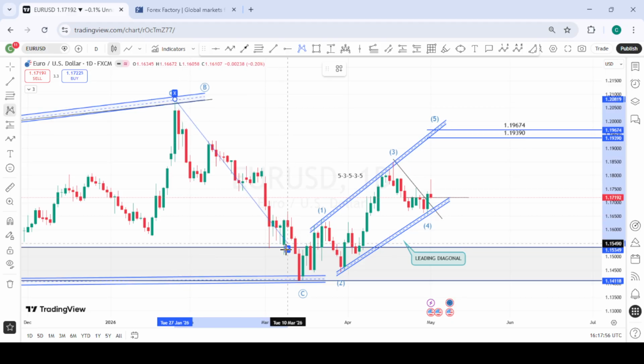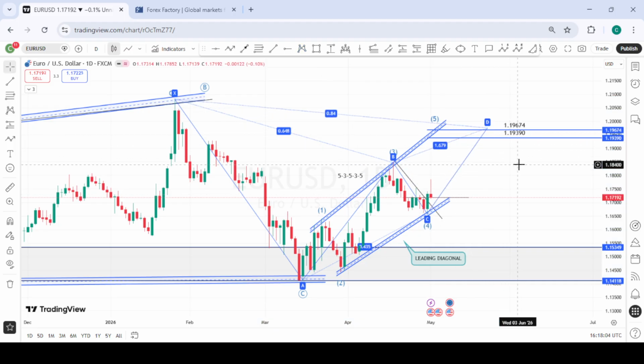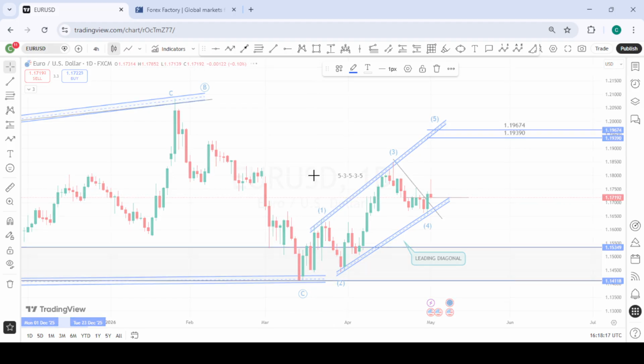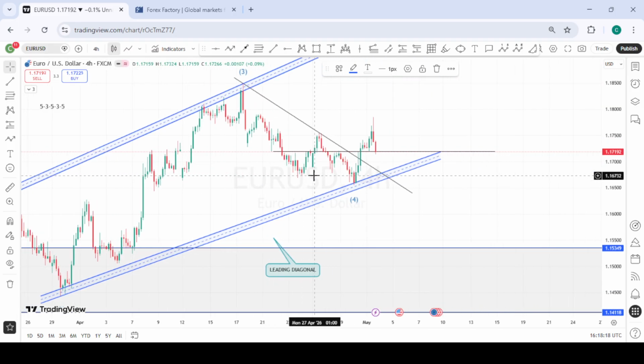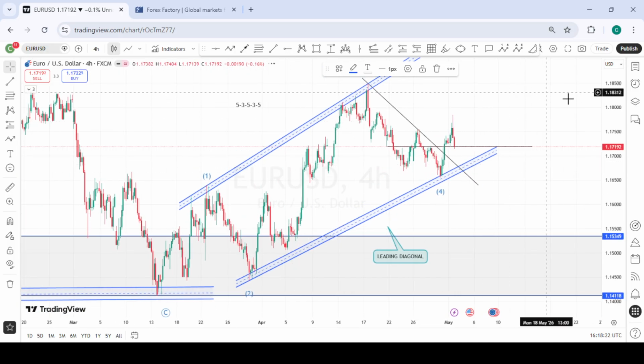This is going to be the X, this is going to be the A, the B leg, the C leg, and the D leg. So we are expecting, or anticipating, that price is going to find its way all the way to these targets over here. So let's break it down to the 4-hour time frame. As you can see, these are the waves.